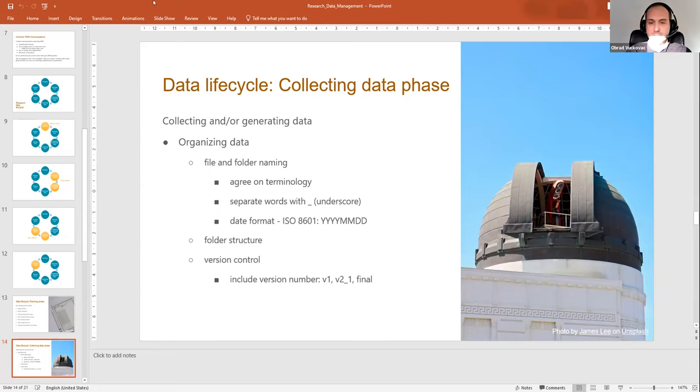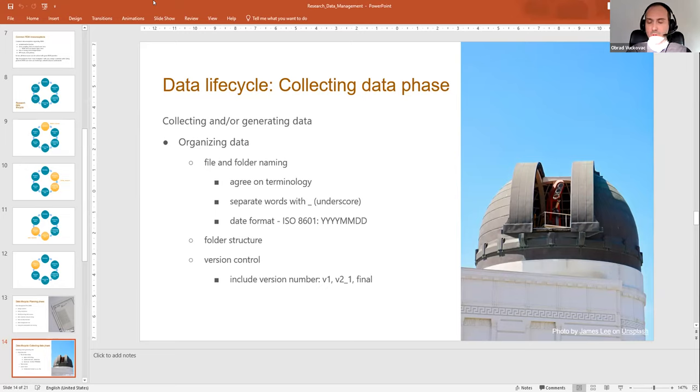Also, organization of folders, files in folders that have some kind of hierarchical structure, and then that should be all, like I said, discussed in a planning phase. Also, what is interesting here is version control. Guide them to use version controls whenever it is possible.